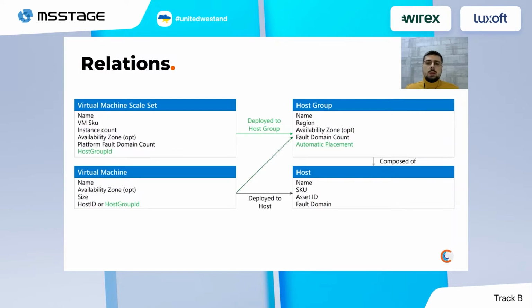This figure will help you understand how virtual machines and VM scale sets running on your dedicated hosts relate to the dedicated host group and the dedicated host. A VM can be assigned to the host group or directly to the host, and a virtual machine scale set should be deployed only to the host group. Both compute resources should be synchronized by the availability zone parameter, which is optional by default.